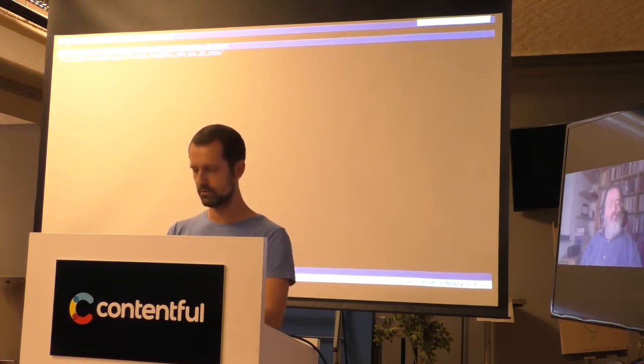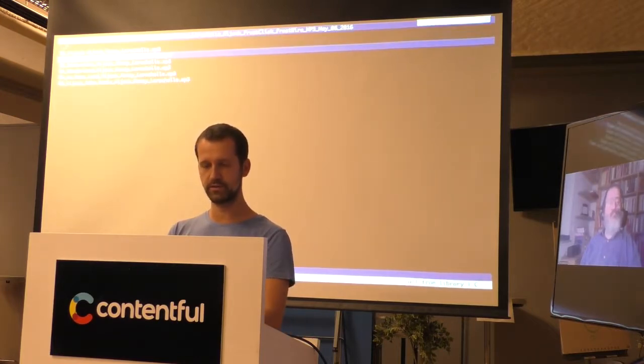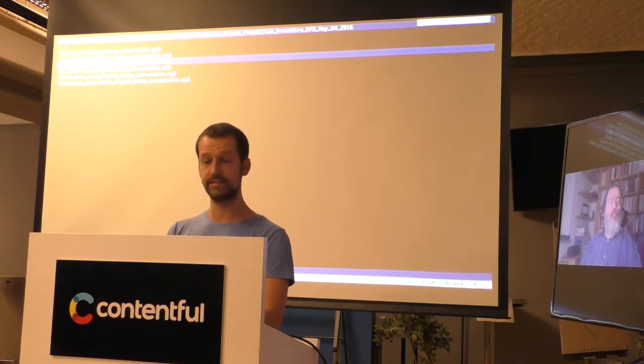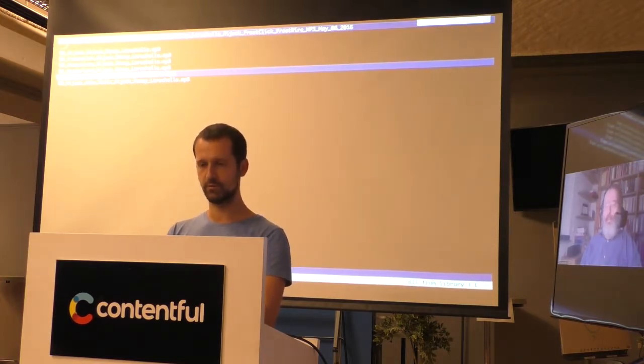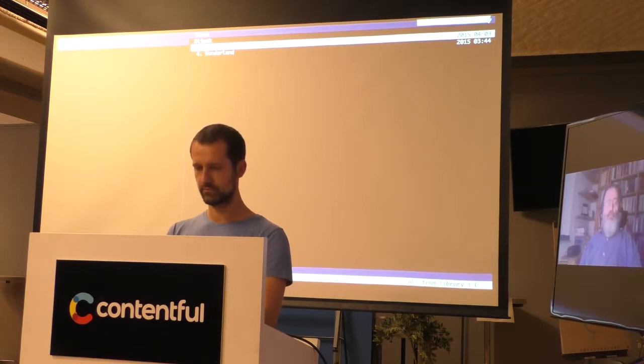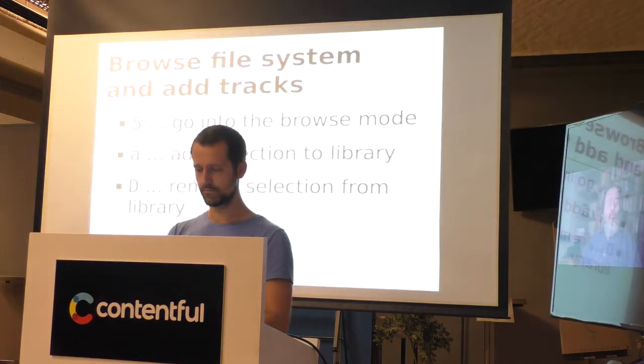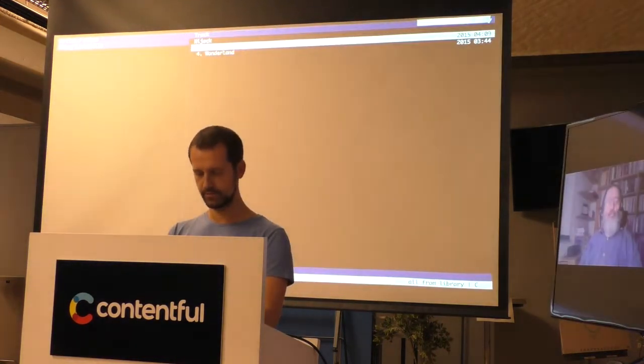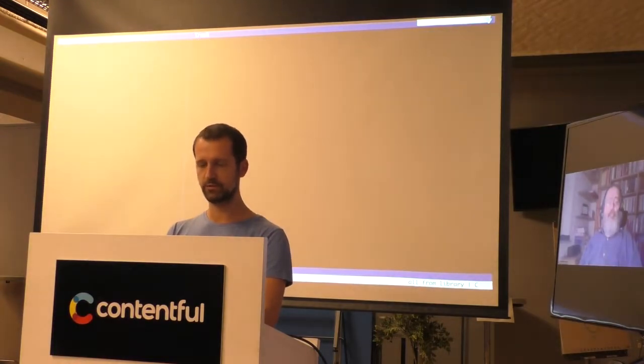So when I press now, let's go into this folder, and here's some music. When I press A, it's added to the library. And there you go. And of course, pressing capital D, it will delete those tracks from your album list.